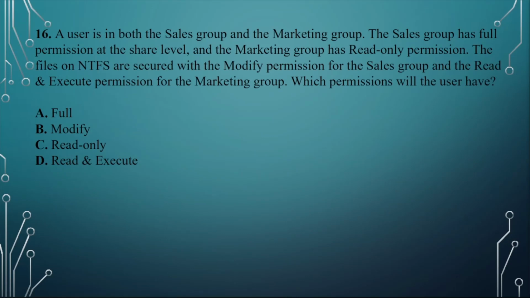Question 16. A user is in both the sales group and the marketing group. The sales group has full permission at the share level, and the marketing group has read-only permission. The files on NTFS are secured with the modify permission for the sales group and the read and execute permission for the marketing group. Which permissions will the user have? A. Full, B. Modify, C. Read only, D. Read and execute.